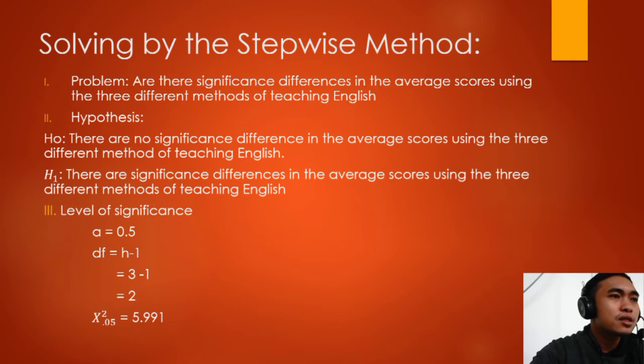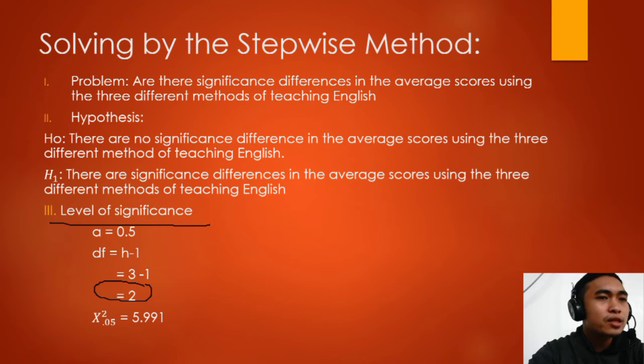So in order for us to determine the hypothesis, either the null hypothesis or alternative hypothesis, let us first extract the level of significance of the study. The level of significance of the study is 0.5, and the degree of freedom is 2. So in order for us to get the tabular value of the level of significance of 0.5 at the degree of freedom of 2, we will use the tabular table.